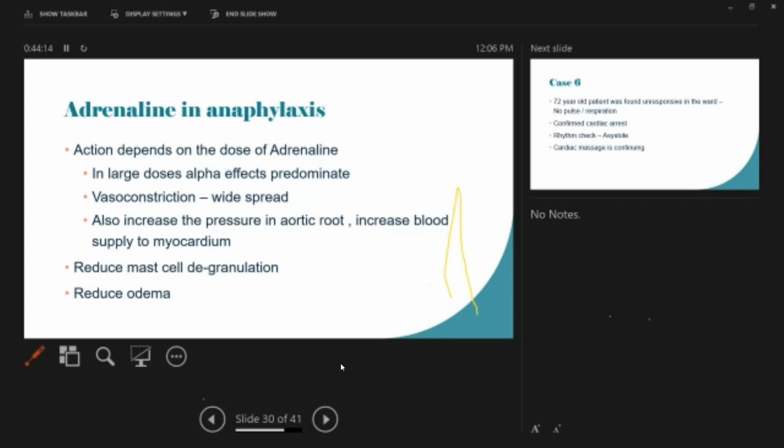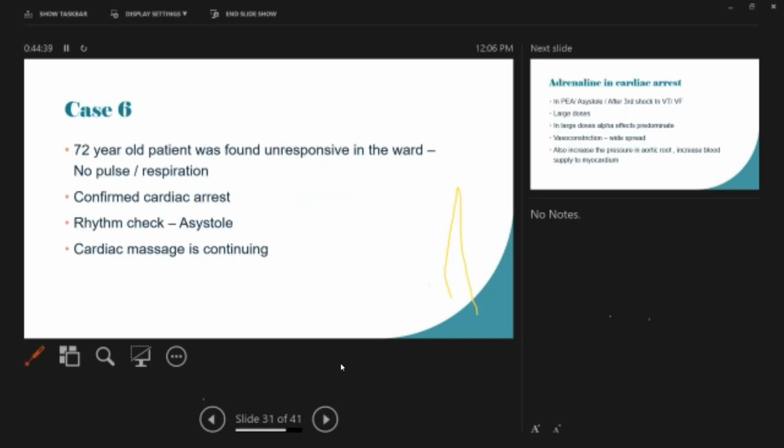So that is why we use adrenaline, not noradrenaline, in anaphylaxis. Even if you find patients with refractory anaphylaxis, the guidelines suggest adrenaline infusions. I know we are giving noradrenaline infusions in some situations, but if you find persistently hypotensive patients, adrenaline is the drug of choice.